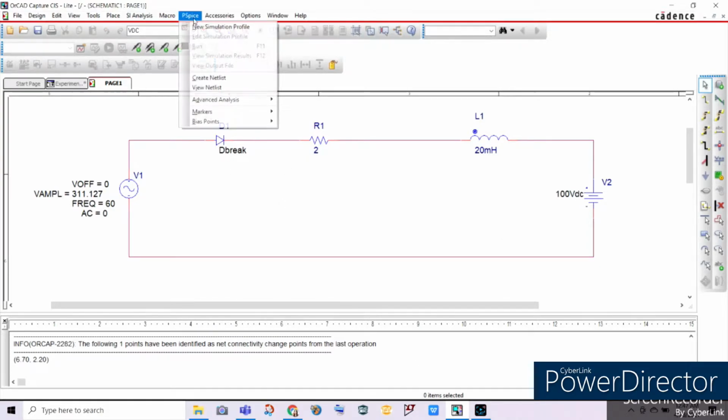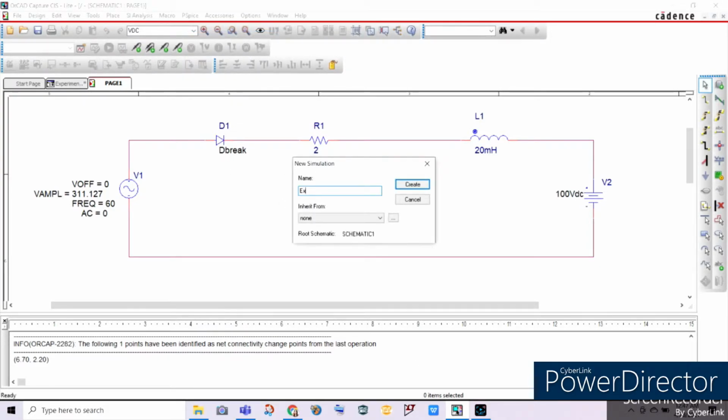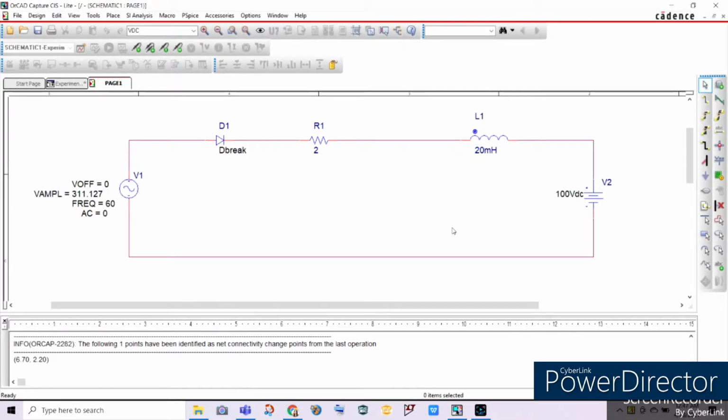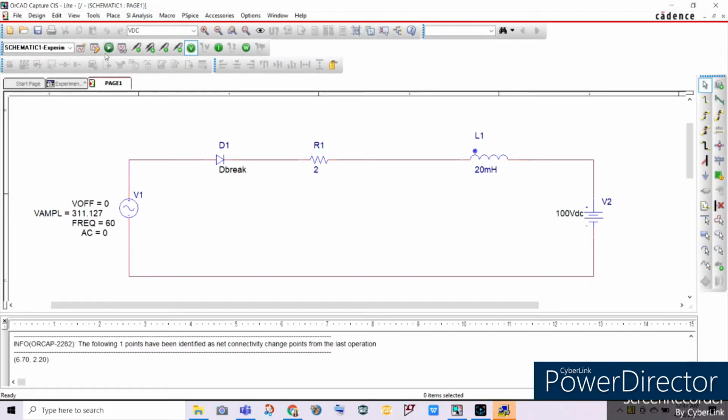Now this time, we will be creating a new simulation profile. Let's name this experiment 1, experiment 1 RL source, and then let's create, and wait for it to load up. As you can see here, there will be an update button, which indicates that our simulation profile will be functioning already.